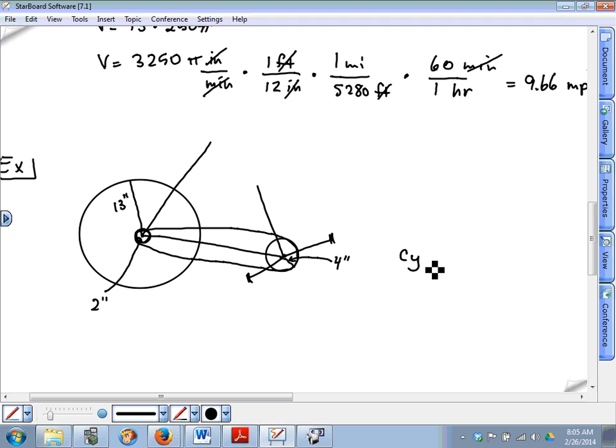And the cyclist pedals at 40, and that's slow too. These are slow bike rides. 40 RPMs.